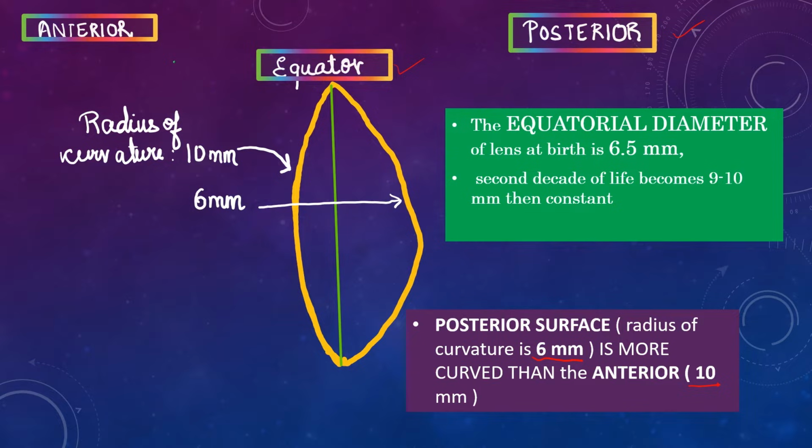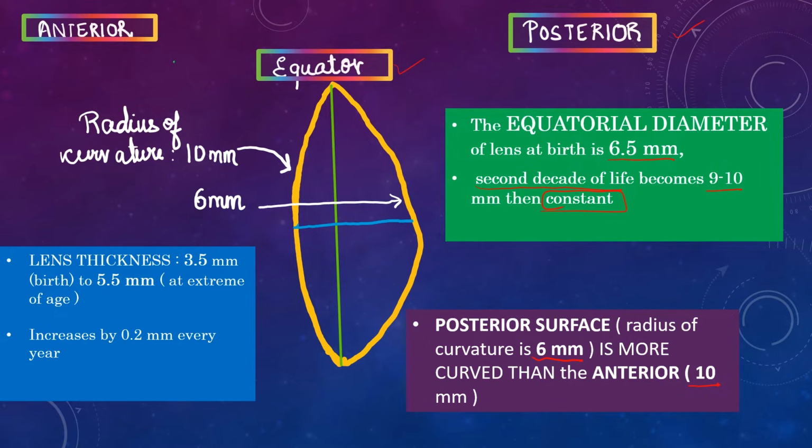What about the equatorial diameter, which is drawn here in green color? The equatorial diameter, that means if you draw a line from one equator to the other, the equatorial diameter of the lens at the time of birth is about 6.5 millimeters. And as you reach the second decade of life, which is about 20 to 30 years, at that time the equatorial diameter will become 9 to 10 millimeters, and then it stays constant. So the adult diameter at the equator of the lens, if someone asks you, the answer is 9 to 10 millimeters.